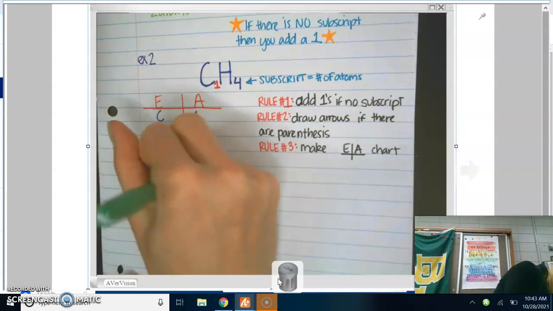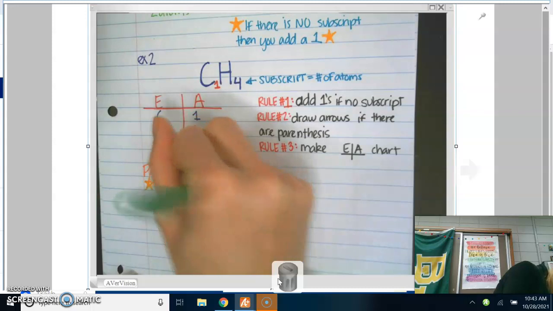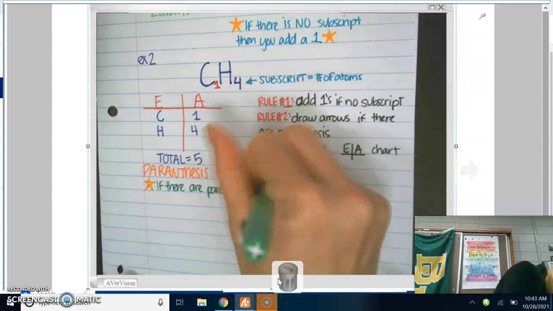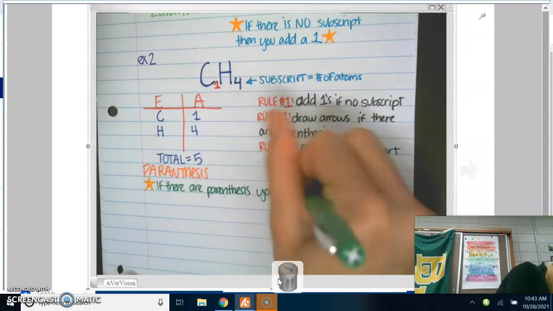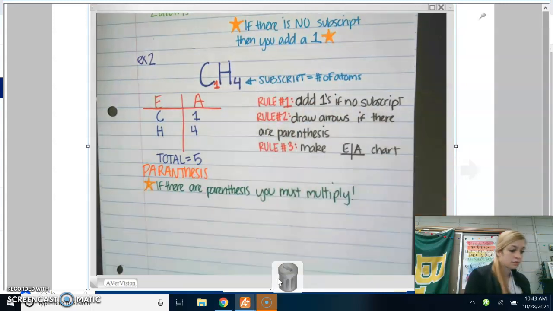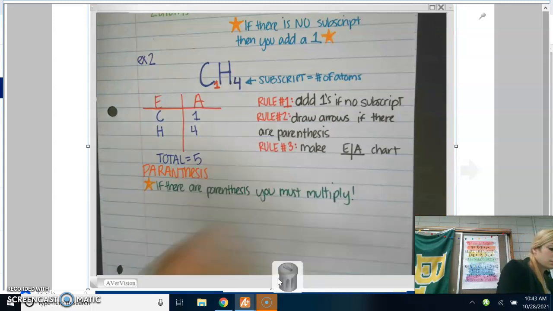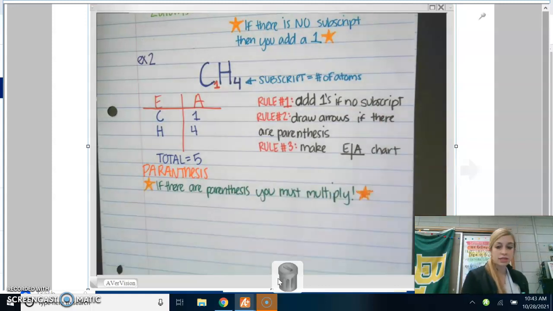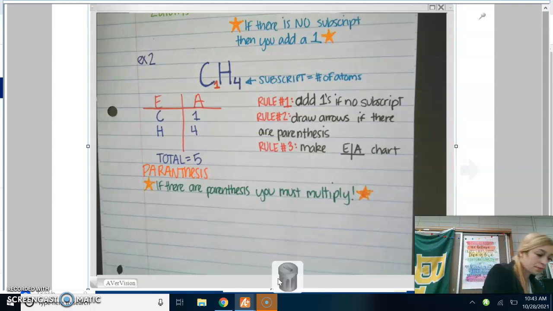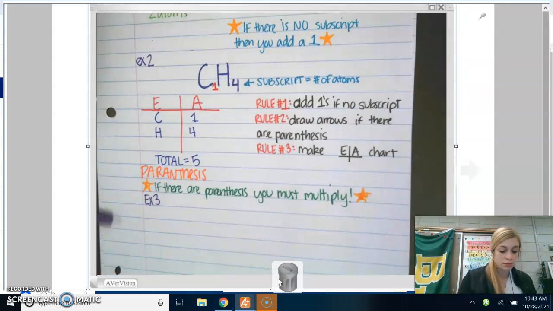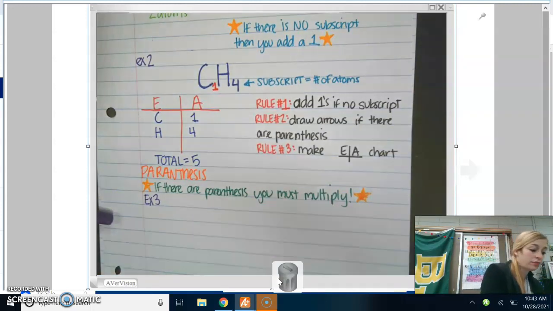If there are parentheses, you must multiply. There are parentheses, you must multiply. So, example 3. This compound's going to be a bit longer.